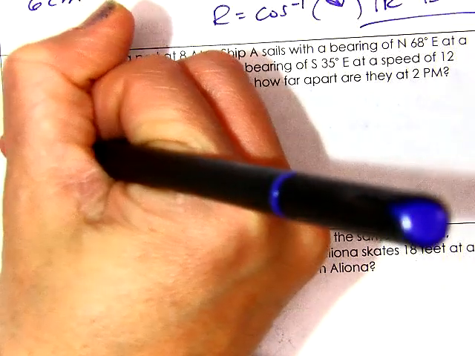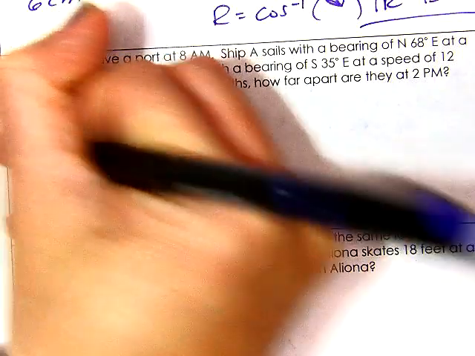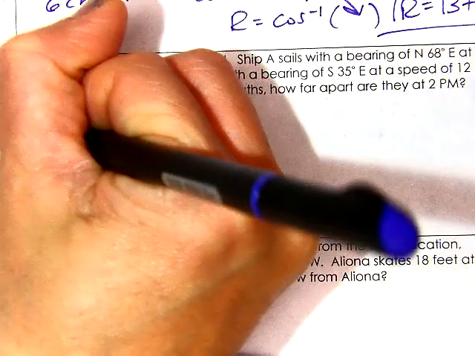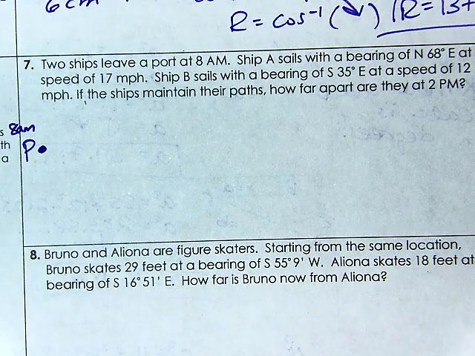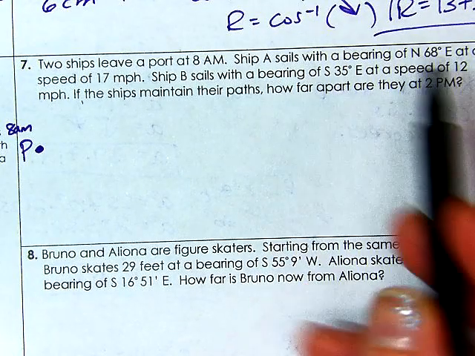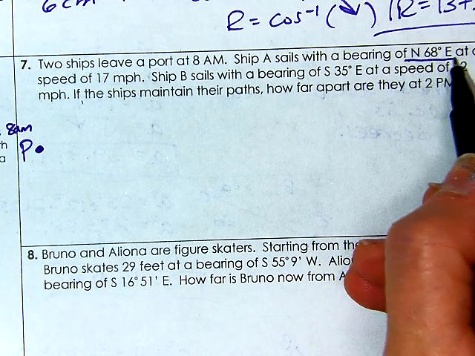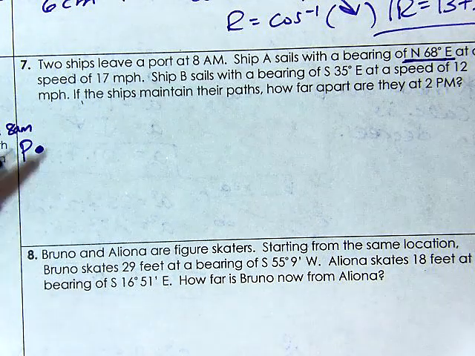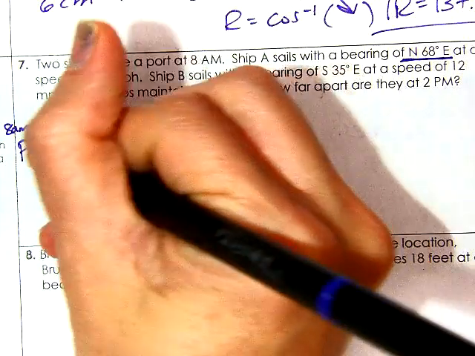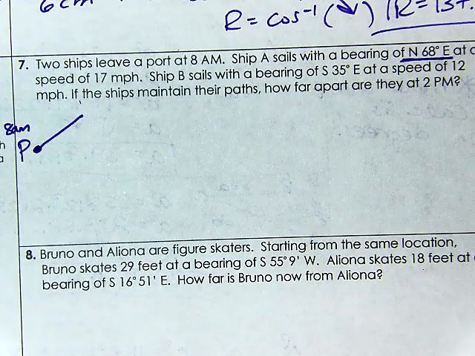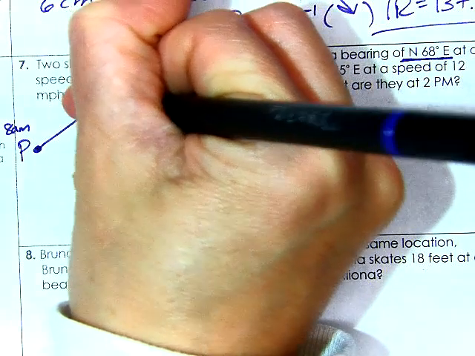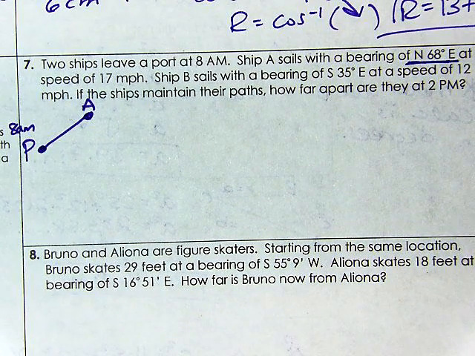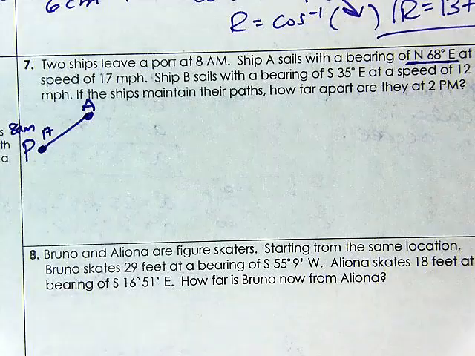So I'm going to go ahead and say, there's my port, and I'll just use P for port. And this is at 8 a.m. And it says that ship A sails with a bearing of north 68 degrees east. That means I'm kind of going up, but I'm also going to the east. So it's kind of going up and to the right. And we'll call that, well, that's where ship A is now, because that was the path ship A went on. And they went at 17 miles per hour.